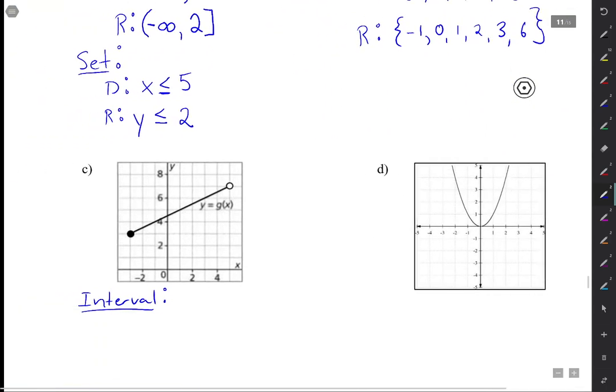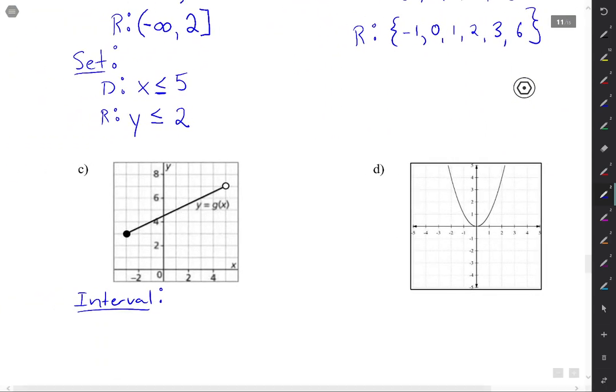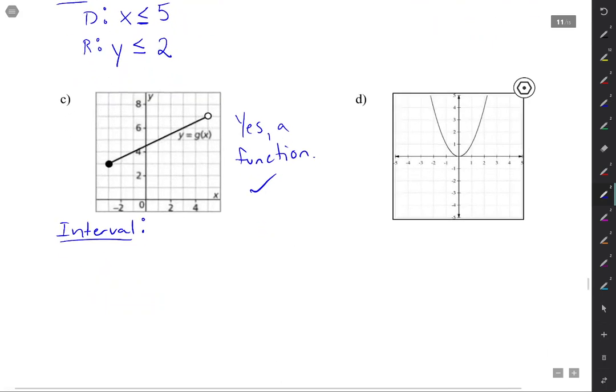So for C, let's just start that right away. Is this one a function? Yes, it would be. It would pass that vertical line test. So now let's do that domain and range.